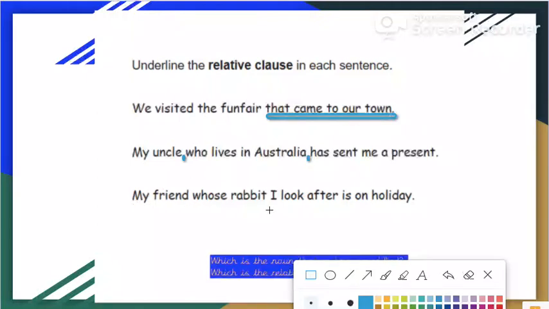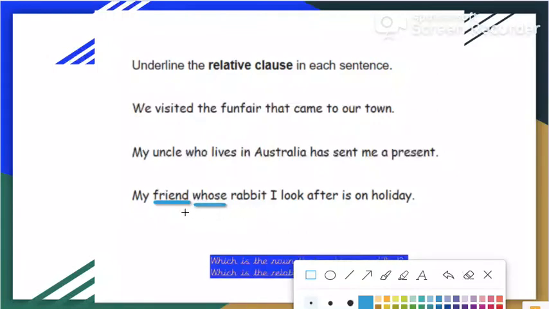Okay, my friend whose rabbit I looked after is on holiday. So what is the noun that's being modified here? So it is friend, because this here, let me try that again. So friend is my noun, and then this is my relative pronoun. So my friend whose rabbit I look after is on holiday. So what is the main clause there? And then what is the relative clause that I'm adding in to give more information about my friend?